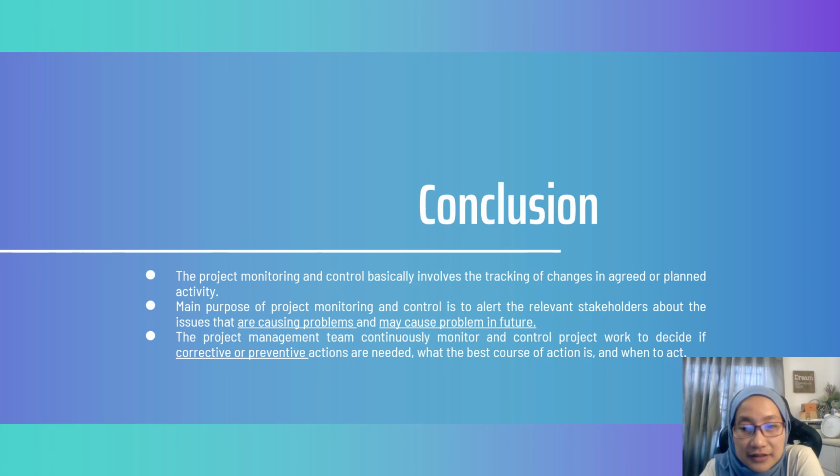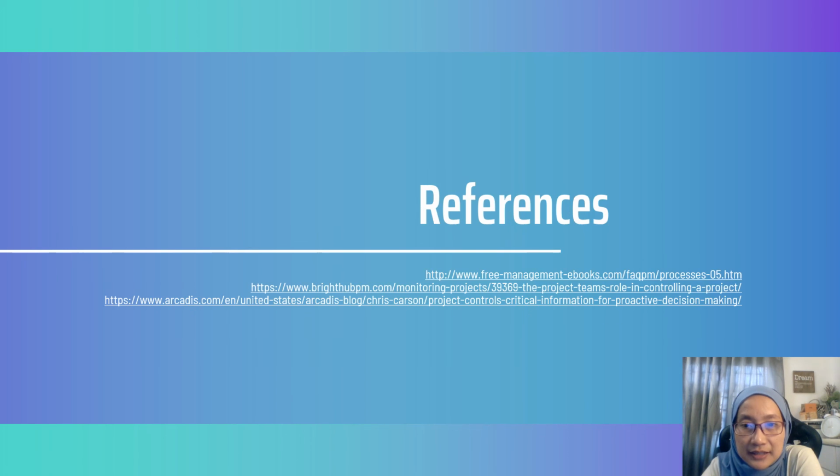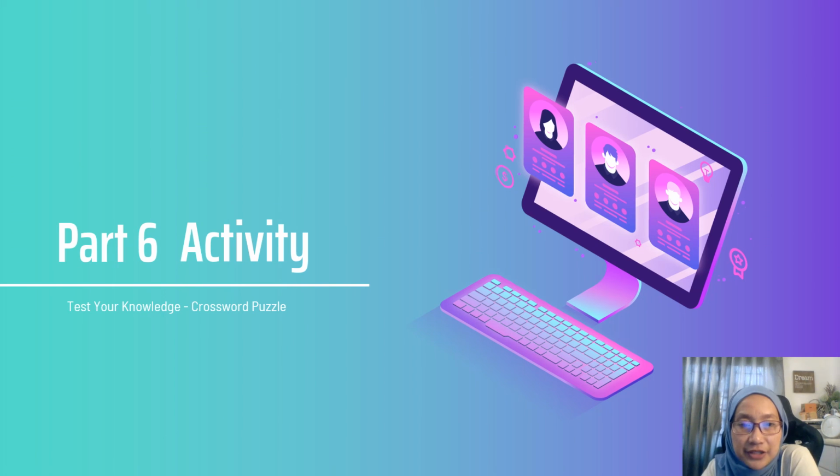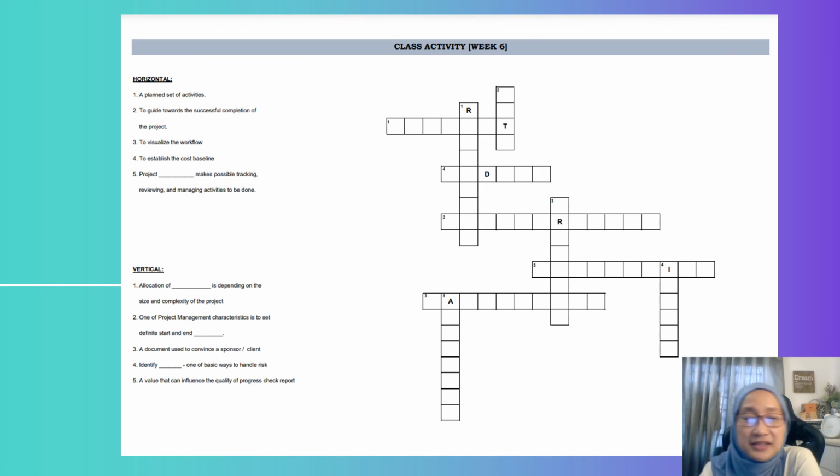So with that, I think that's all for our lecture for this topic. Let's move on to the next slide, which is the part 6 activity. I want you to complete this test your knowledge crossword puzzle individually. You have to download the Excel file and answer it in the Excel, and please make sure you complete it before our class next week. So this is a crossword puzzle. Basically, you have to go back to the recorded lecture, the notes, and all the points in your slides, and then submit it. We will discuss the answers in class next week.